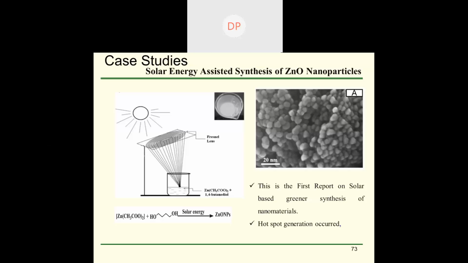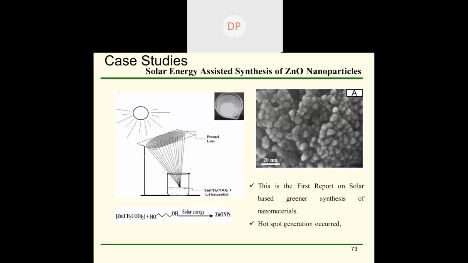Our first case study was whether we can convert this material into any value-added material using solar rays. So concentrated solar radiation was the concept which we came up with, using Fresnel lens. We took zinc acetate anhydride and glycol, and we put this material directly into a simple beaker, and we put the Fresnel lens above. And to our wonder, zinc oxide nanoparticles were synthesized.